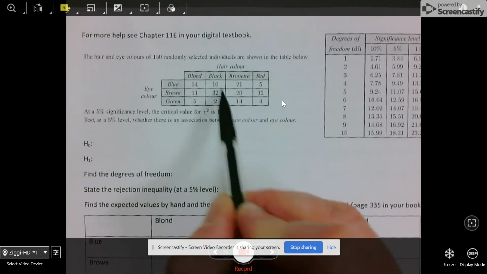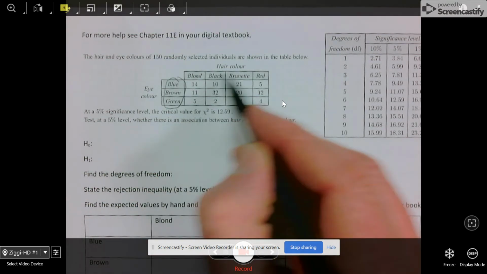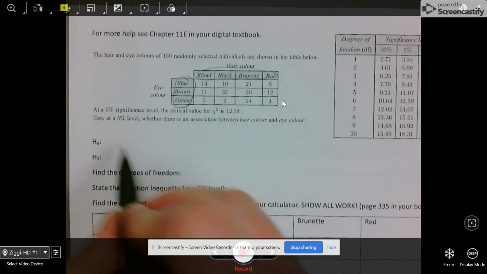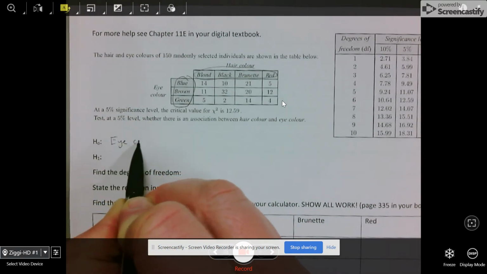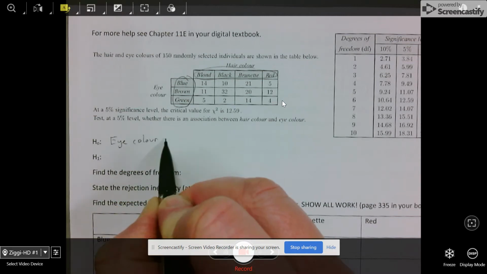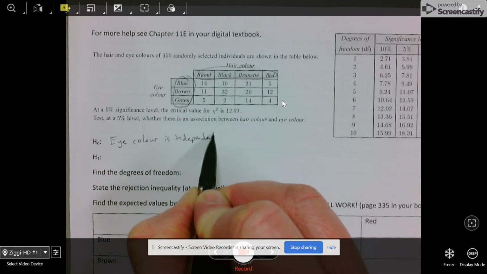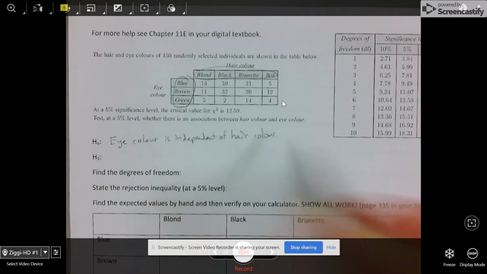Number one thing is when you look at your table, we look at the two different characteristics, hair color and eye color, and we're always checking to see if they are independent. Chi-squared is a test for independence. So eye color is independent of hair color. Okay, so that right away we're checking for that.